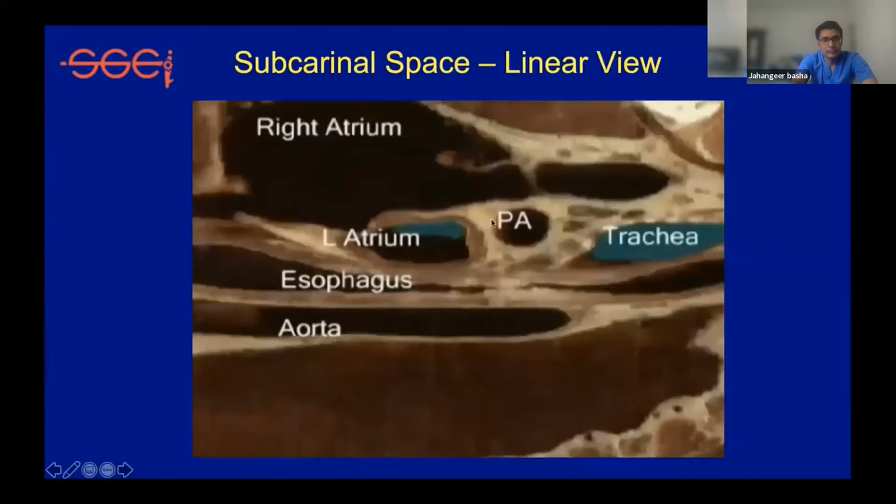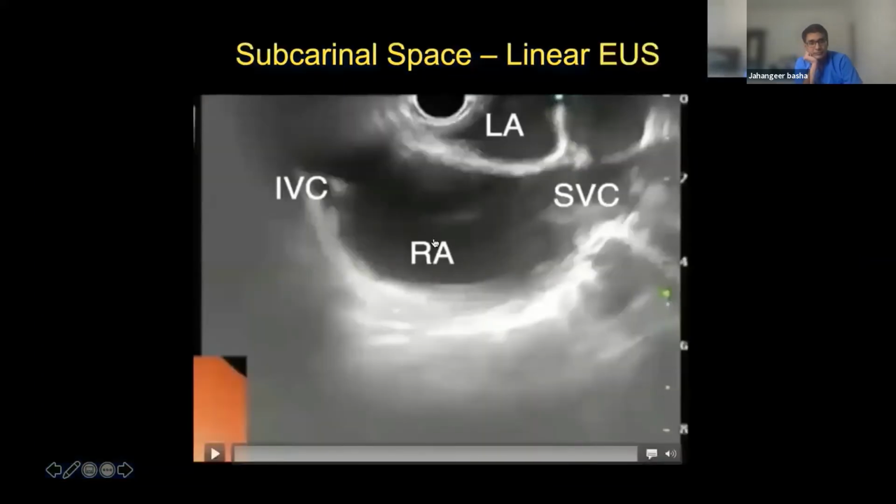So this is again the linear model. The space between the left atrium and the pulmonary artery is the subcarinal space. I'll start the EUS evaluation of the subcarinal space where we ended in the lower esophagus. That means the IVC joining the right atrium, and this is the superior vena cava. We can appreciate the left atrium also.